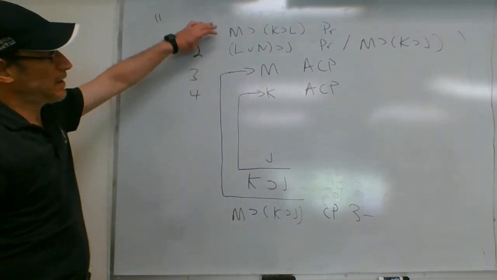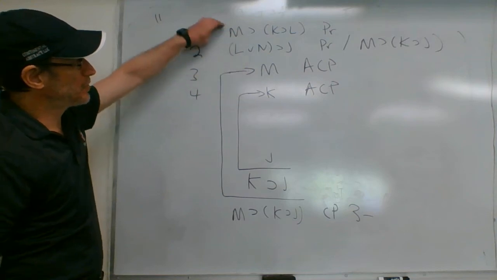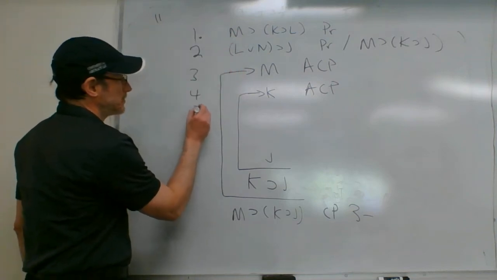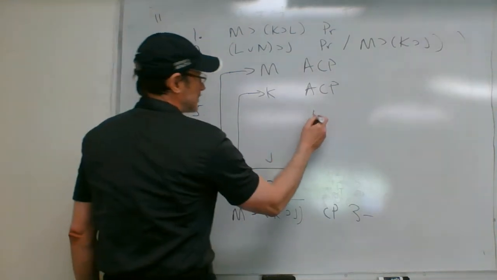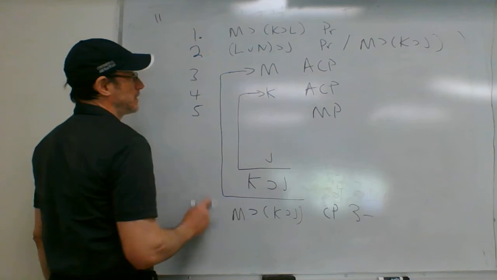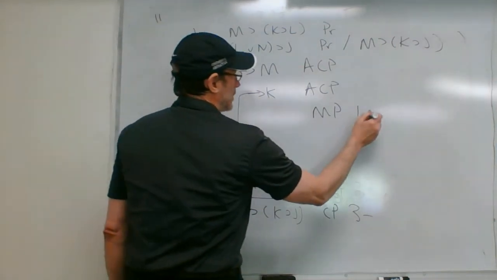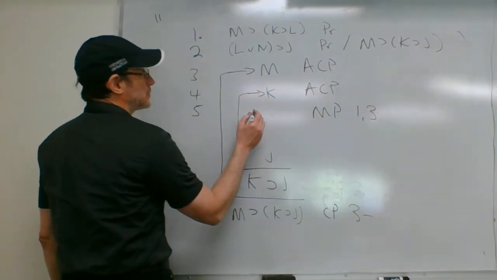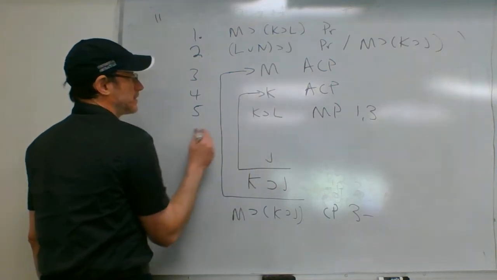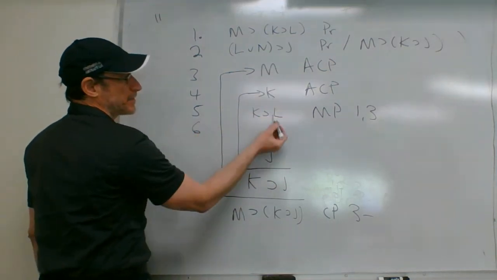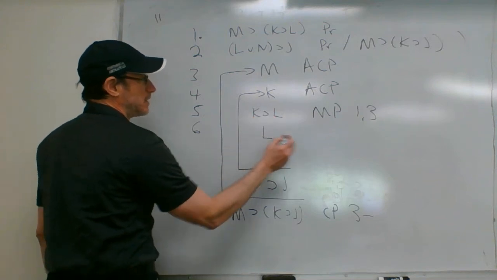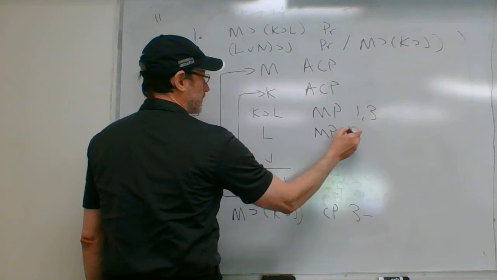Now, I have a modus ponens here, 1 and 3. All right, I'm supposed to be able to notice the modus ponens very readily. Modus ponens on 1 and 3. That would give me K horseshoe L, right? That's the consequent over here. And now I have another modus ponens on 4 and 5, this time to get L. Modus ponens on 4 and 5.